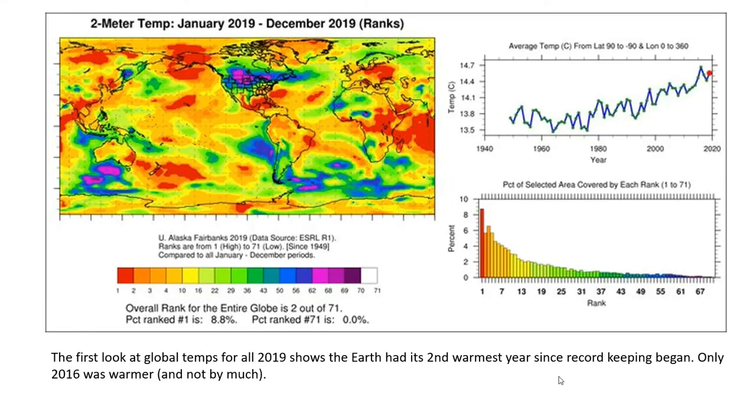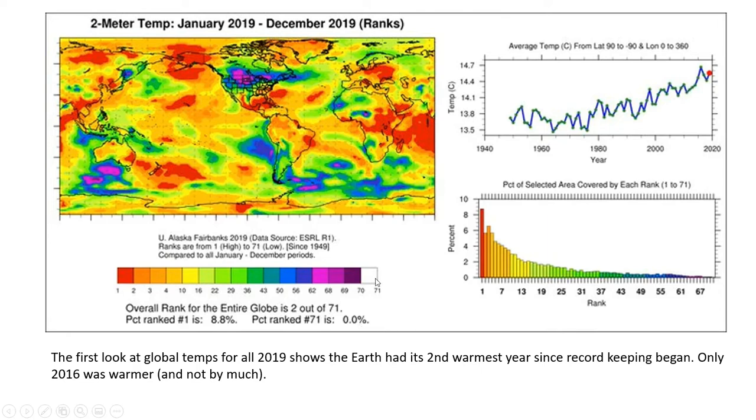Here's the 2-meter temperature worldwide from January through December 2019. This is the ranks, for the entire globe. Overall rank for the entire globe is 2 out of 71. Percent rank number 1 is 8.8%. Percent rank number 71 is 0.0%.